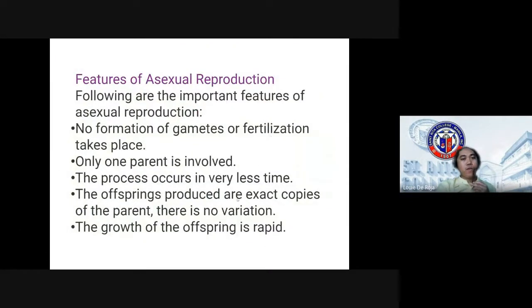So, what are the features of asexual reproduction? Following are the important features of asexual reproduction. First, no formation of gametes or fertilization takes place. Only one parent is involved. The process occurs in very less time. The offspring produced are exact copies of the parent. There is no variation. The growth of the offspring is rapid. So kapag asexual reproduction, mabilis yung life cycle niya. At yung offspring niya, exact copies. Kumbaga, walang nabago dun sa genetic material noong parent at noong offspring. Kasi isang parent lang yun.